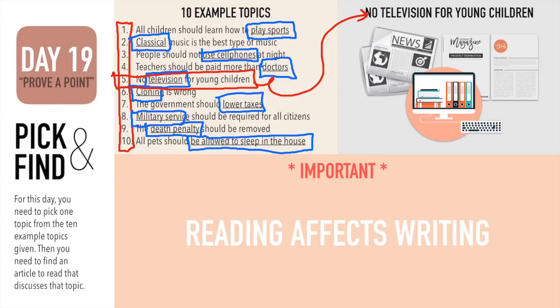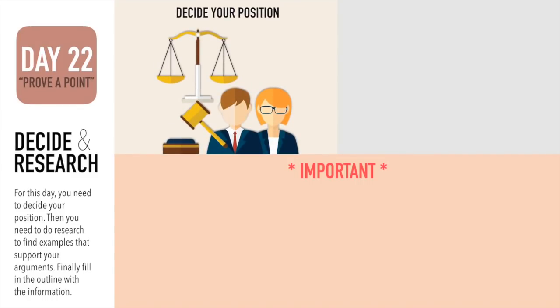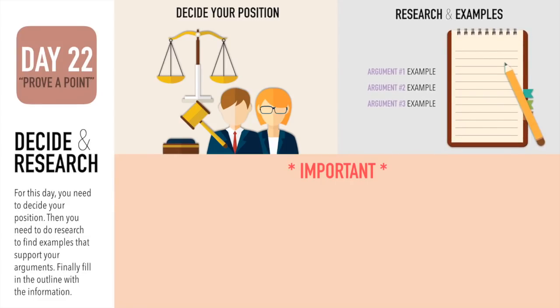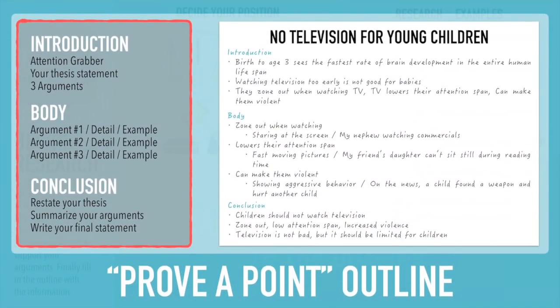Okay, so day 22, decide and research. For this day, you need to decide your position. Then you need to do research to find examples that support your arguments. Finally, you will fill in the outline with the information, by applying the information to the outline. Now, here you notice it says argument number 1, number 2, and number 3. So let's look at an example for the prove a point outline.